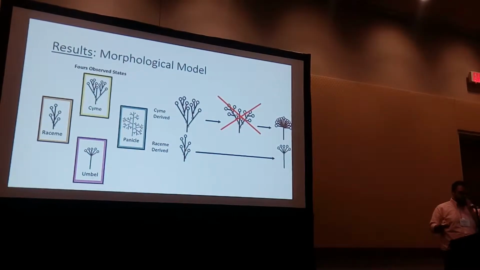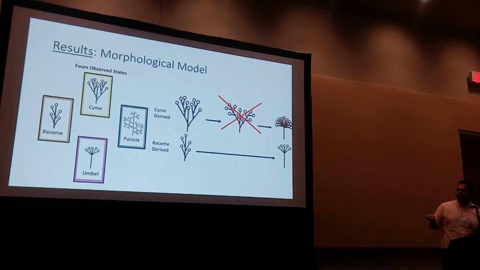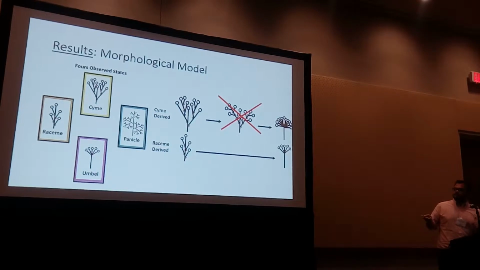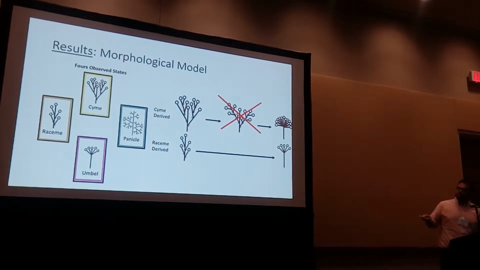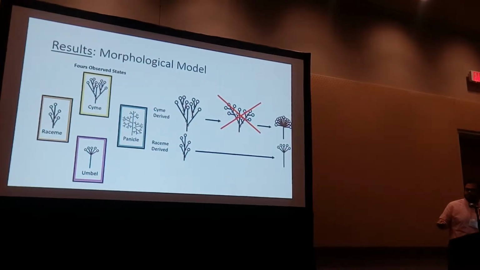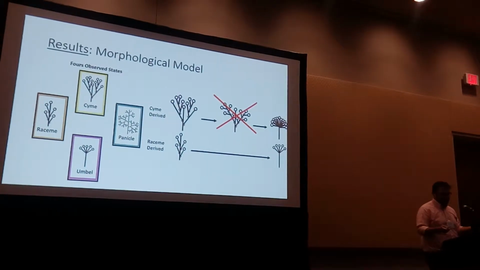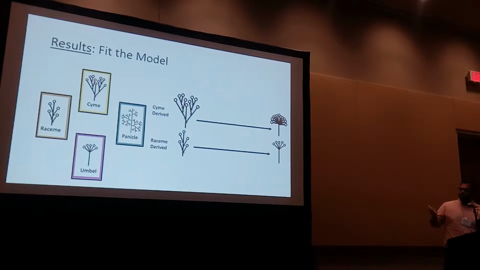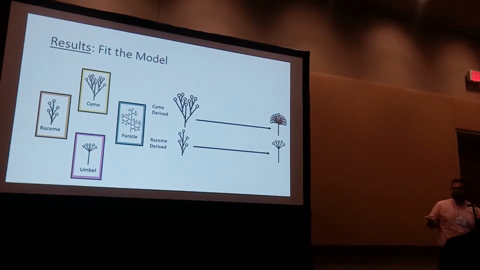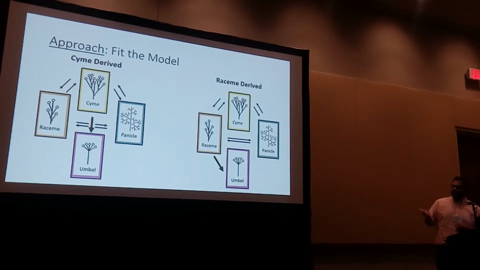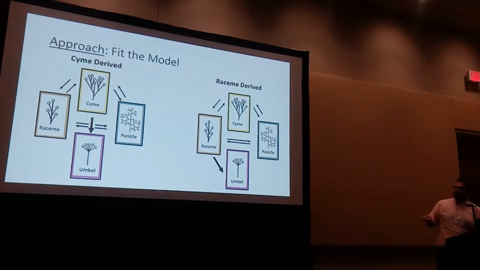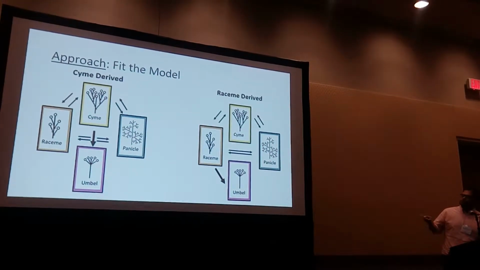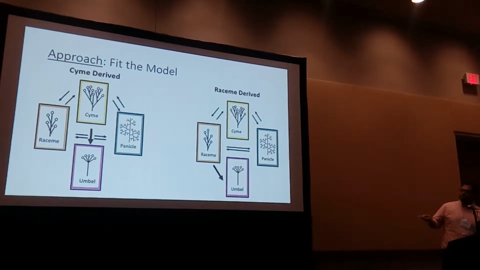Well, the first thing we found was that we didn't have this intermediate form in this first hypothesis. And additionally, we had an additional state, this panicle, that is not explicitly stated in these hypotheses. And so this simplifies our model. And so essentially what I did is I set up an ordered MK model that either allows for cyme-derived umbelness, so by the single arrow, or raceme-derived umbelness from this arrow over here.